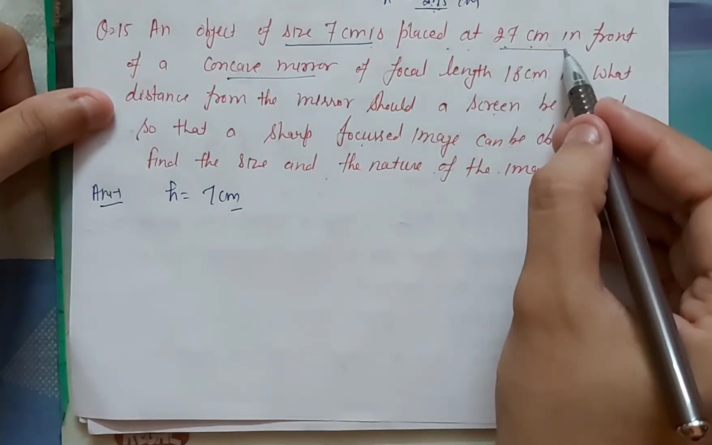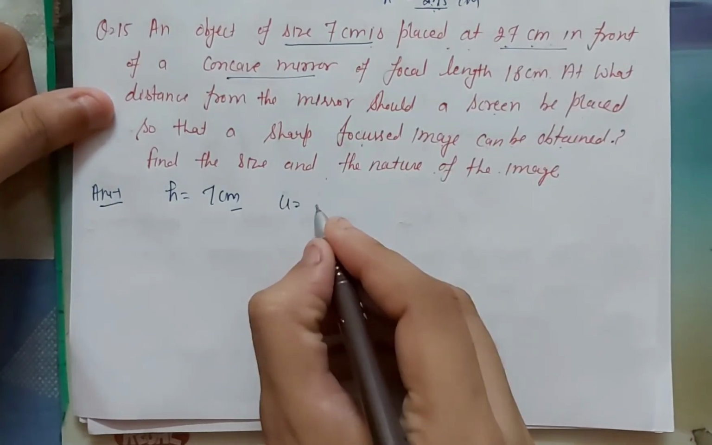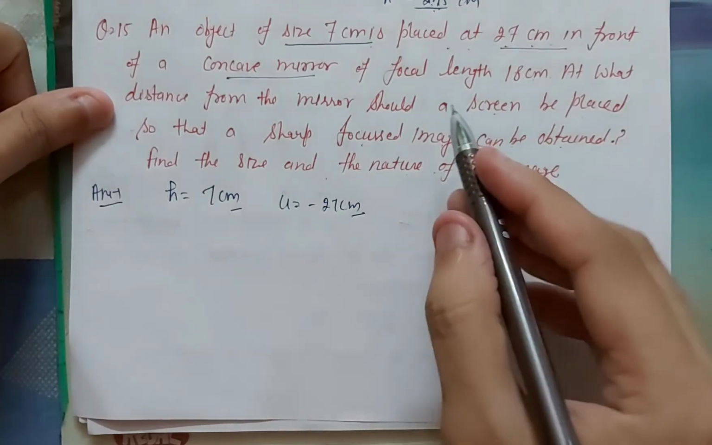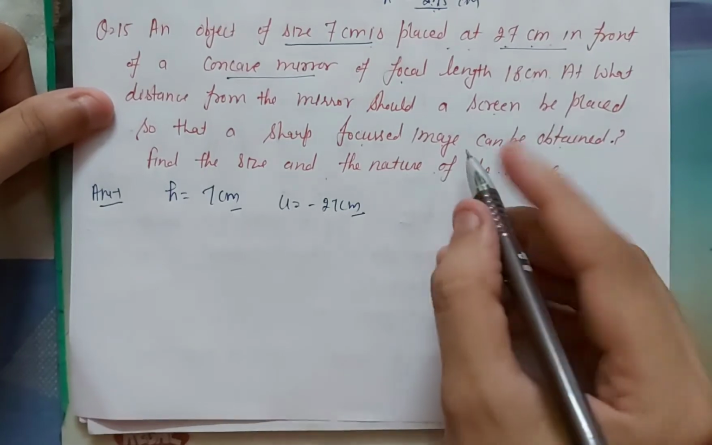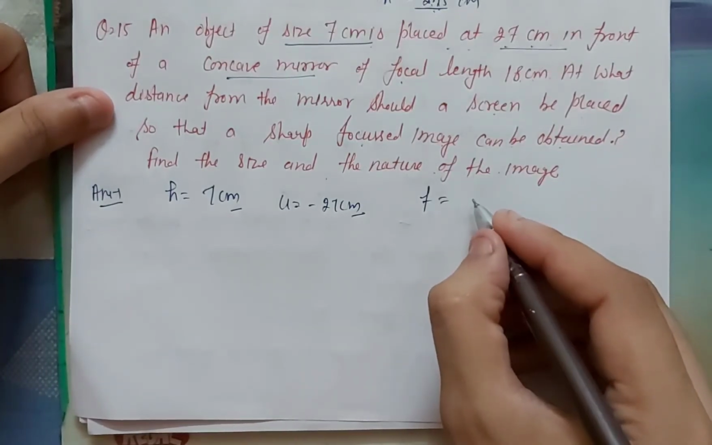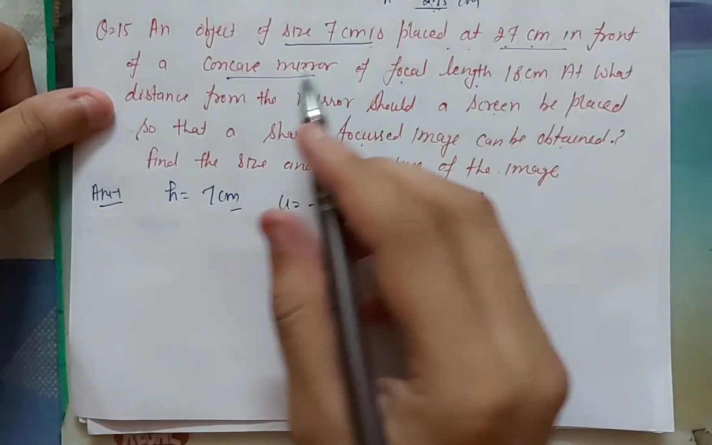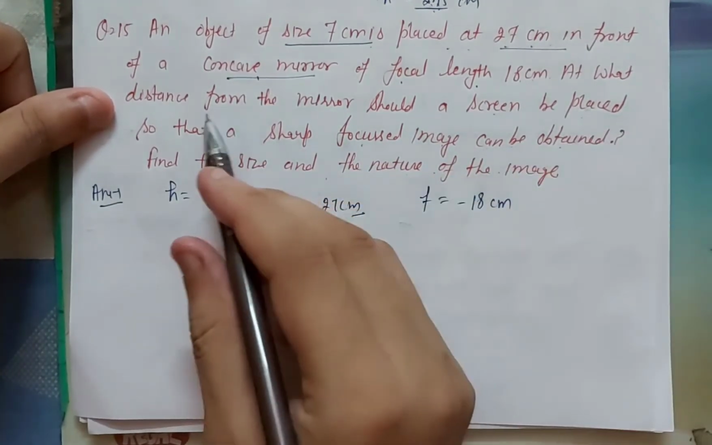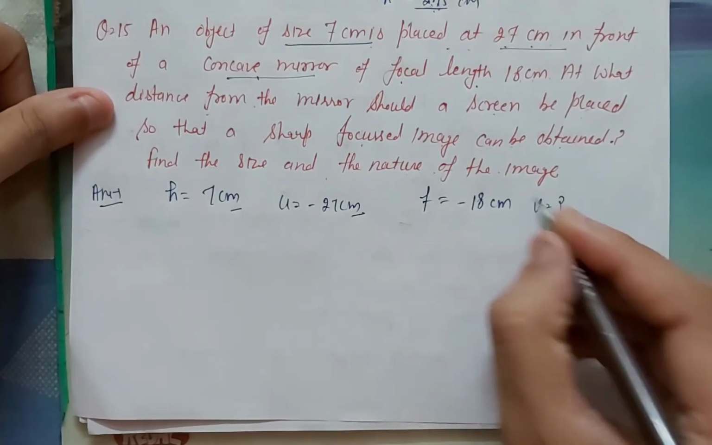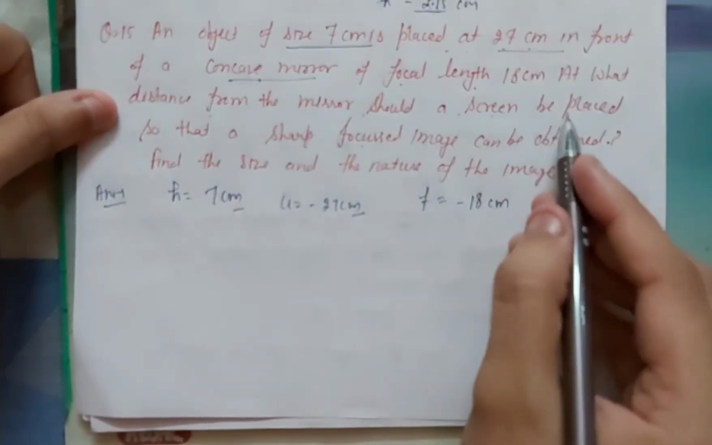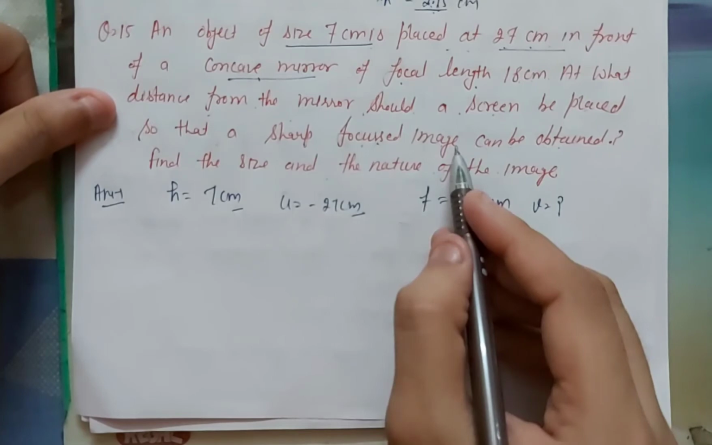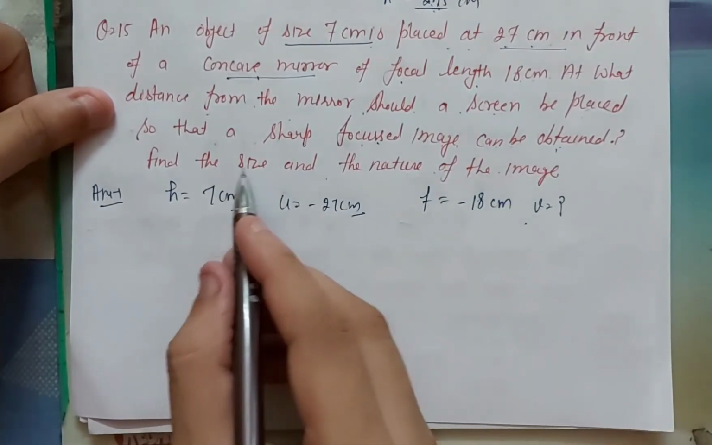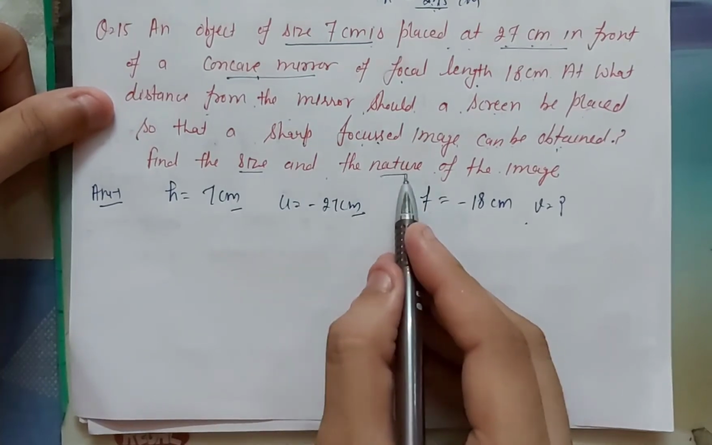At what distance from the mirror should a screen be placed so that a sharp focused image can be obtained? Find the size and the nature of the image. So this is the value of u, and the u value is always negative, so minus 27 centimeter. The focal length is 18, so f is given as 18, but in case of a concave mirror, the focal length is always negative. At what distance? So we have to find out v, where the screen should be placed so that a sharp focused image can be obtained. After that, find the size and the nature.